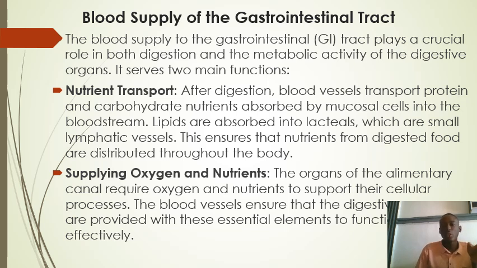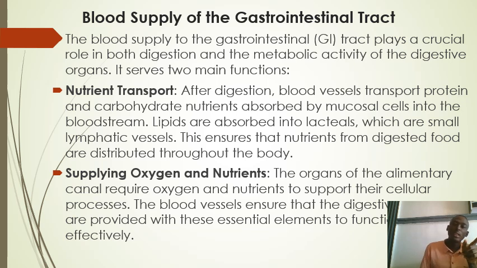Let us look at the first aspect, which is nutrient transport. After digestion, blood vessels transport protein and carbohydrate nutrients absorbed by the mucosal cells into the bloodstream through the hepatic portal vein. Lipids are also absorbed into lacteals, which are small lymphatic vessels. This ensures that nutrients from digested food are distributed throughout the body.